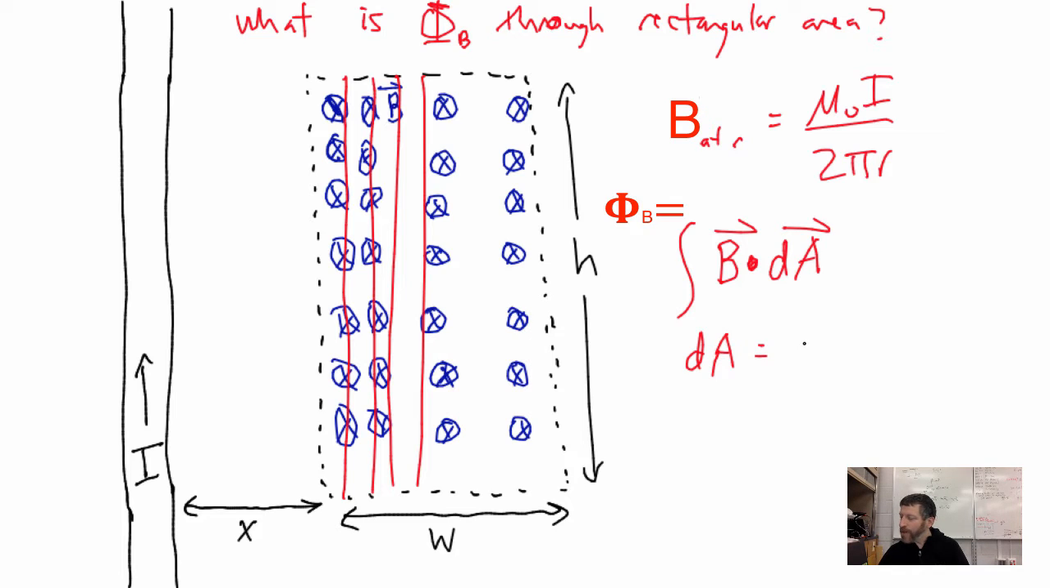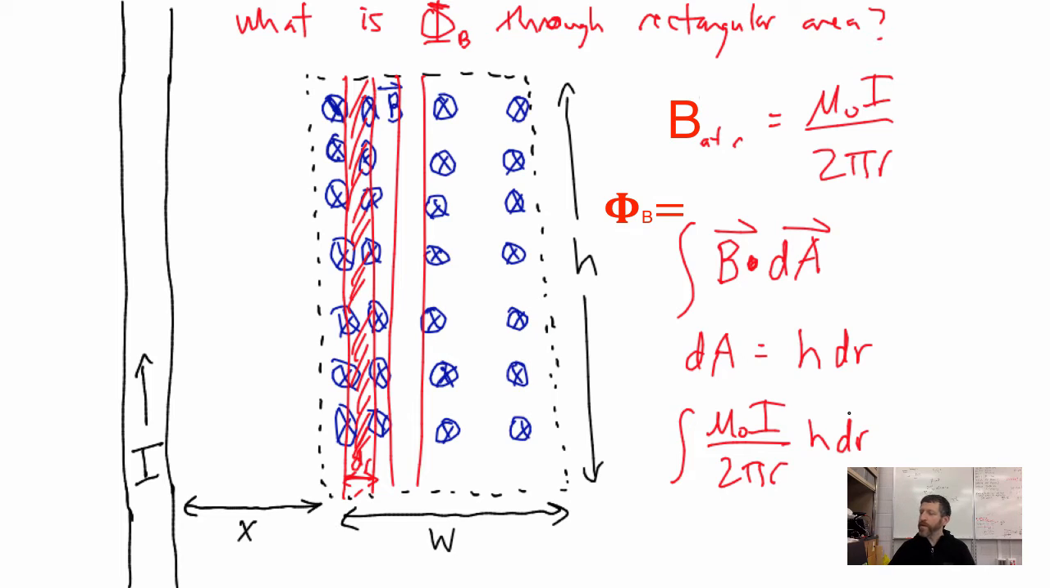Where dA is equal to dr times what? Well, if this is dr wide right there, what's the area of this little infinitesimally thin section? It's dr times h. So all we've got to do is integrate mu naught I over 2 pi r times the area h dr. This assumes the area vector and the magnetic field are exactly parallel, which they should be. It's going directly into the page.